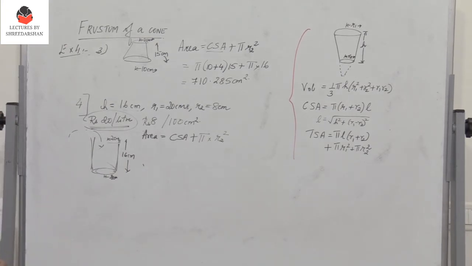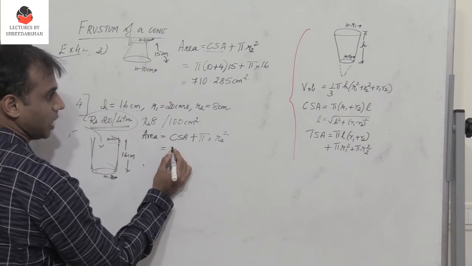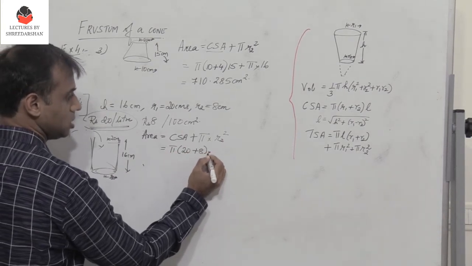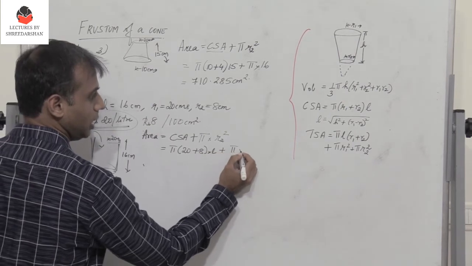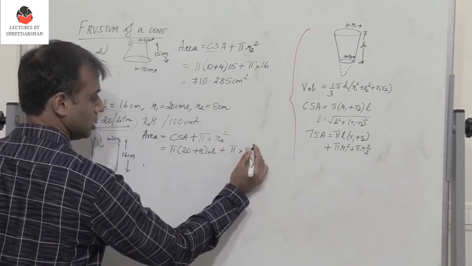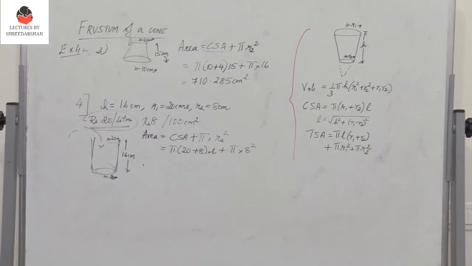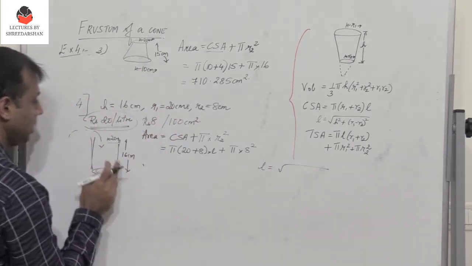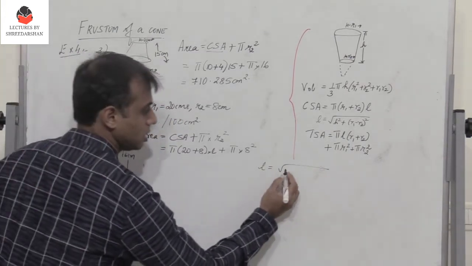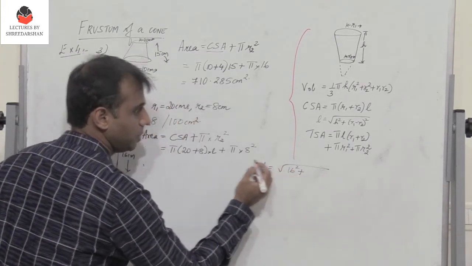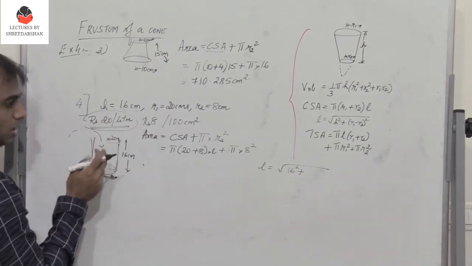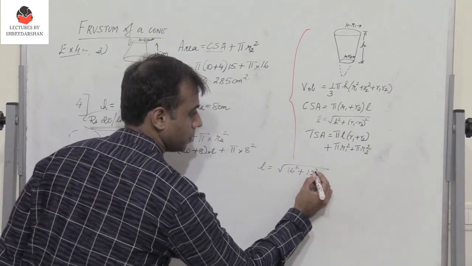And what is the curved surface area? The curved surface area is given by pi into r1, which is 20, plus 8 into L, plus pi into r2, r2 is 8 square. So here I need to find the value of L. What is L? L is given by the expression root of h square, where h is 16 square plus r1 minus r2, which is 20 minus 8, which is 12 square.